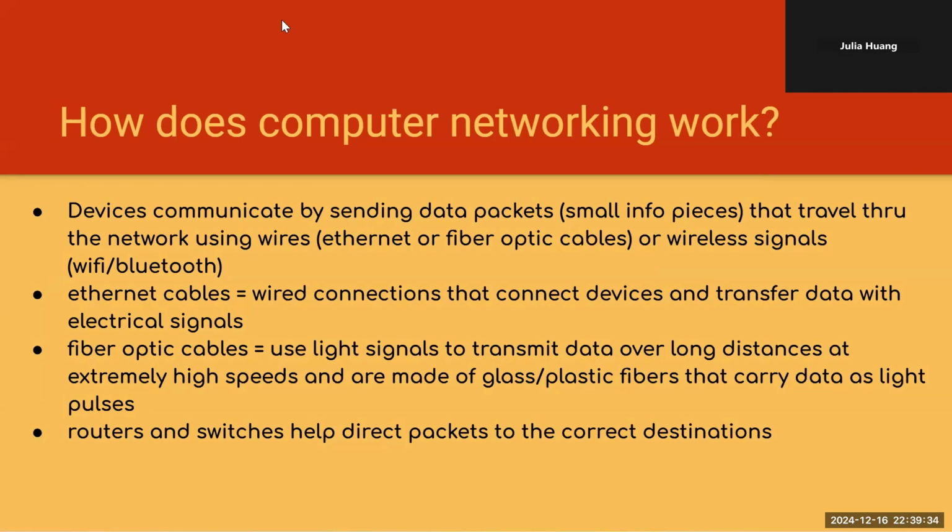So Ethernet cables are kind of like wire connections that connect devices and transfer data with electric signals. And fiber optic cables use light signals to transmit data over long distances at extremely high speeds. They're also made of glass and plastic fibers that carry data as light pulses. Routers and switches also help direct packets to the correct places.